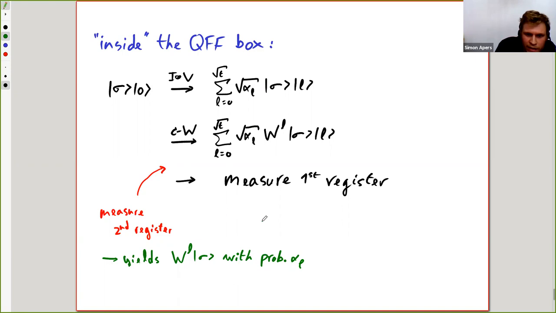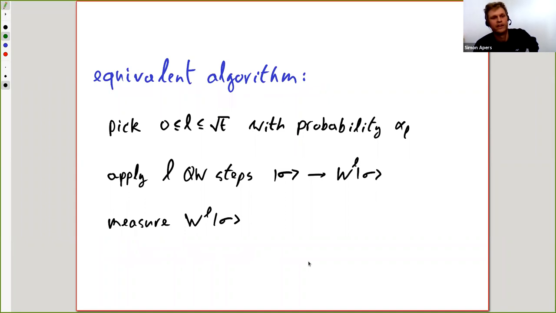This implies that what we need to measure is just this thing. But this thing is just a quantum walk on the initial state, where the number of steps is chosen randomly, but apart from that, it's just a quantum walk. So this proves that the following algorithm is equivalent, at least in the way that it's going to generate an output node. We pick some L between zero and square root T with probability alpha L, where again these alpha L's are known parameters, which do not depend on the problem instance. We apply L quantum walk steps on the initial state, and then we just measure that state. And that should yield with constant probability a marked element.